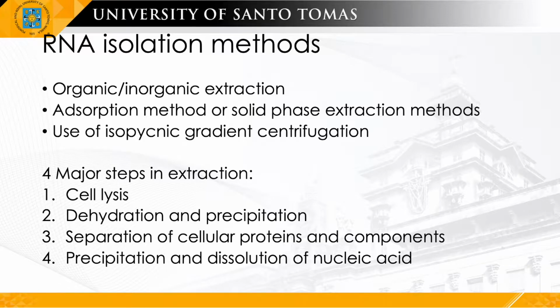So there are different RNA isolation methods. We have the organic and inorganic extraction, adsorption method or solid phase extraction methods, and use of isopycnic gradient centrifugation. And like DNA, there are major steps in extracting RNA. The first one is what we call cell lysis. Number two, we have to dehydrate and precipitate. Number three, separation of cellular proteins and components, and precipitation and dissolution of nucleic acids.